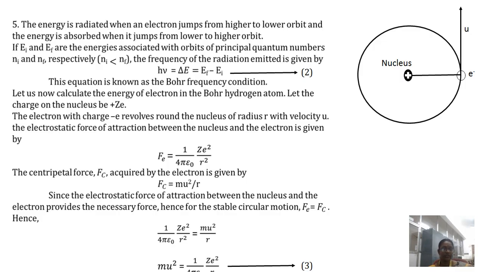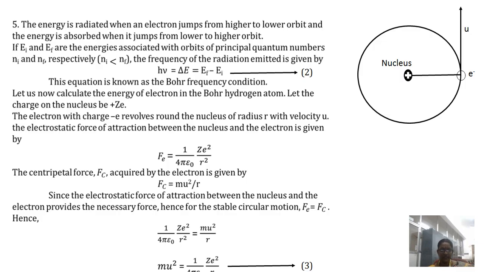Let the charge of the nucleus be plus Ze. The electron with charge minus e revolves around the nucleus of radius r with velocity u. The electrostatic force of attraction between the nucleus and the electron is given by Fe is equal to 1 by 4 pi epsilon naught Ze squared by r squared. The centripetal force Fc acquired by an electron is given by Fc is equal to m u squared by r.